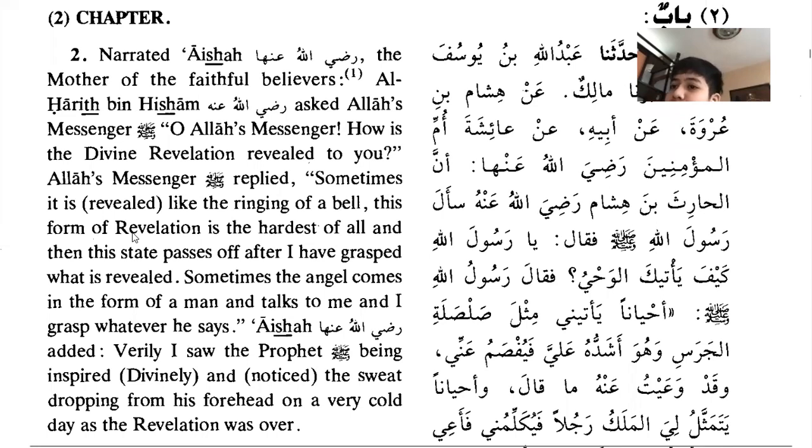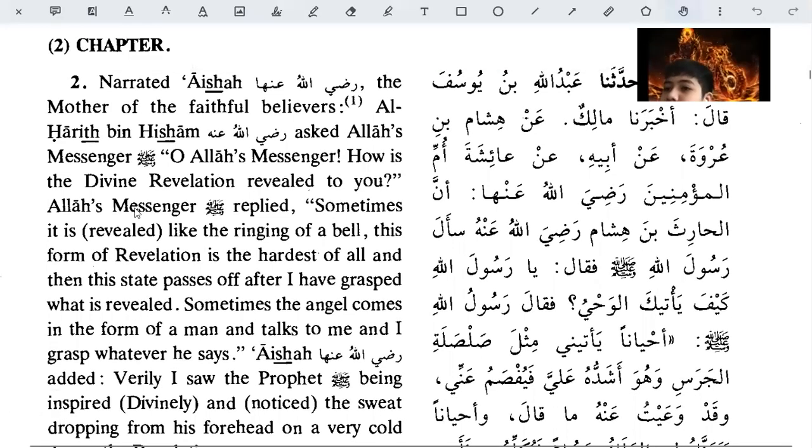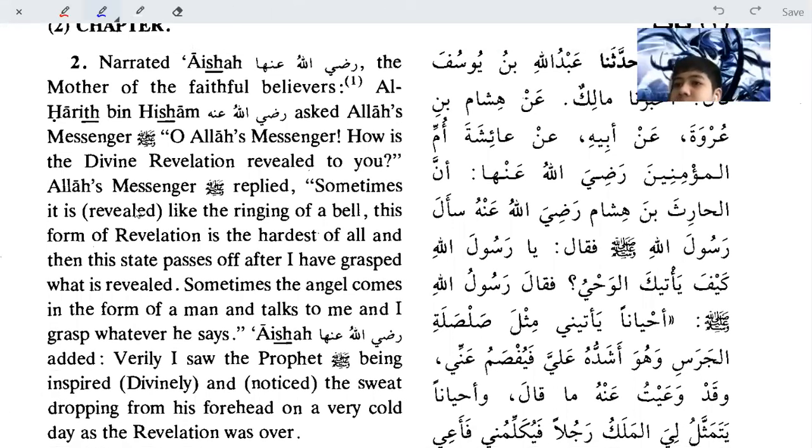So here are the two ways in which the message came to Prophet sallallahu alaihi wasallam. Can you tell me what those two ways are? Sometimes it is revealed like the ringing of a bell. And what is the other way? Sometimes the angel comes in the form of a man and talks to me and I grasp whatever he says. Yes, these are the two ways in which Allah sent the message to Prophet Muhammad sallallahu alaihi wasallam. Besides this, there are some other ways which we will study later, inshallah.